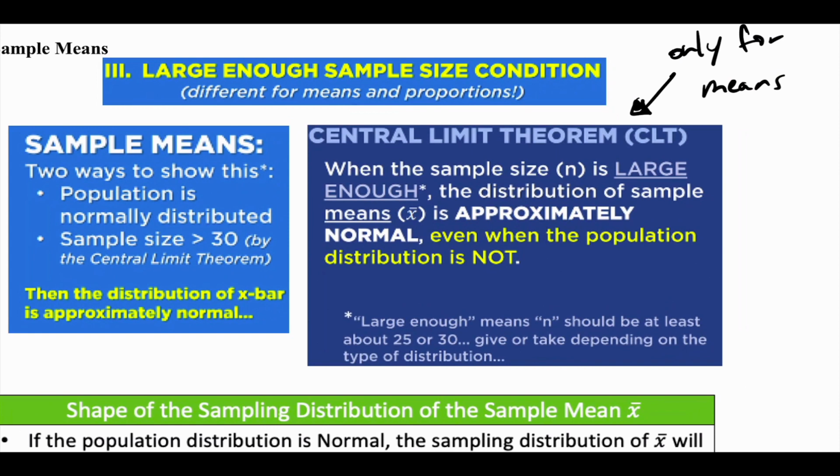How big is large enough? About 30, around 30. So if a sample size is around 30 or higher, we can always use that one. Okay? There will be some times, rarely though, when your sample size isn't big enough, below 30, and they didn't say that the population is normally distributed.